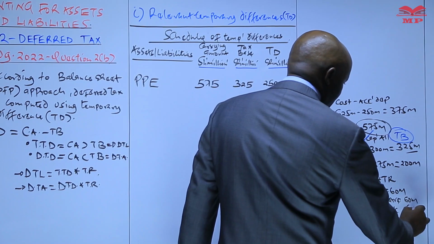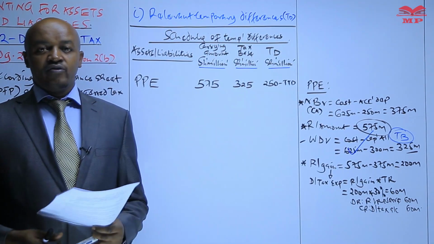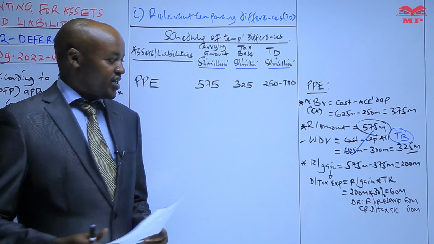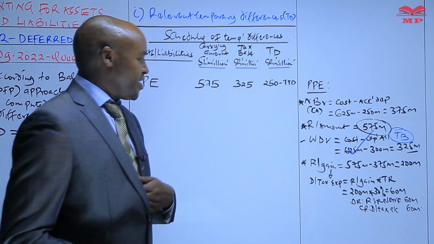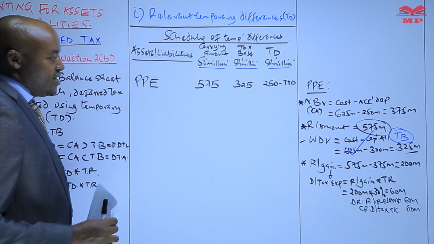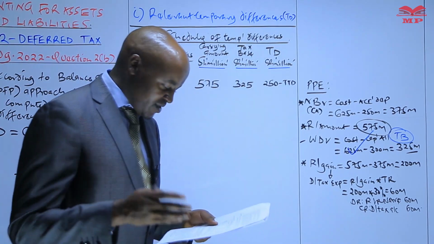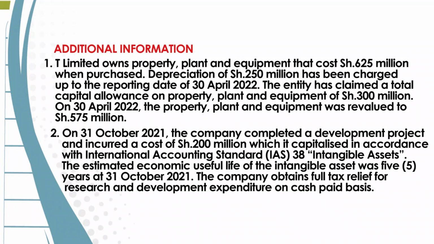So when preparing the deferred tax account as required in Roman 2 of that question, that is the moment you're going to take into account that particular word, deferred tax expense. That deferred tax expense will be credited in that account. But what we need here is the carrying amount and also the tax base. So let's move to point number 2 here.